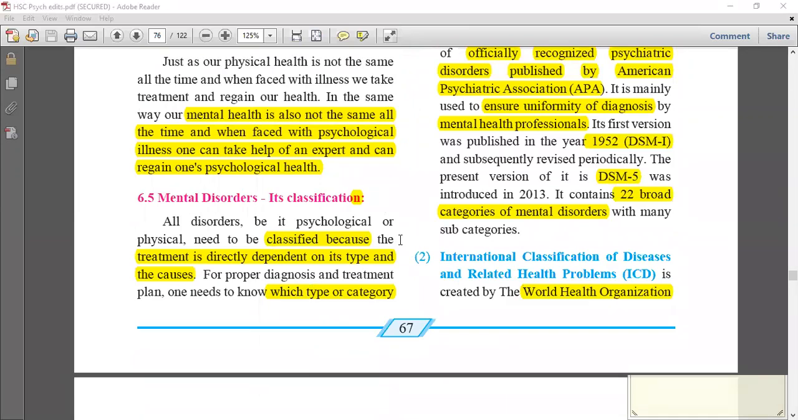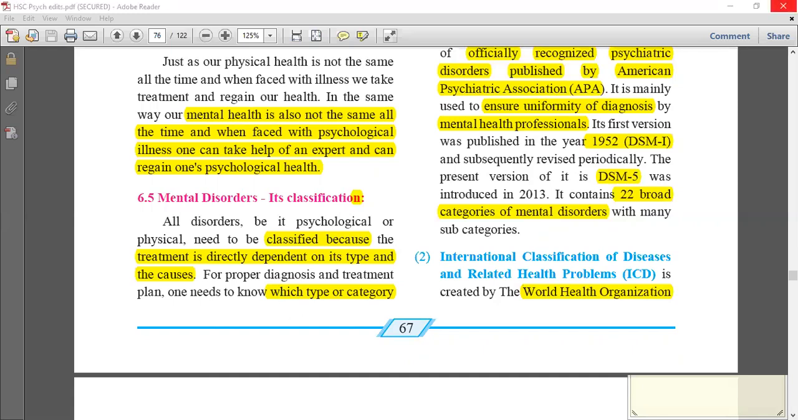So mental health disorders have to be classified because the treatment is directly dependent on their type and causes. Unless you classify it, how do you know what kind of schizophrenia this is, or is this schizophrenia, or bipolar, or a personality disorder, or schizoid personality disorder, schizotypal personality? You need to classify exactly, because you can only treat something if you classify it properly, depending on its type and causes.